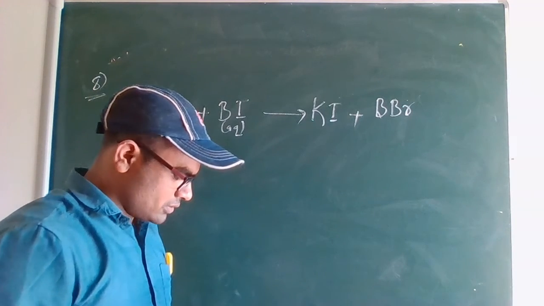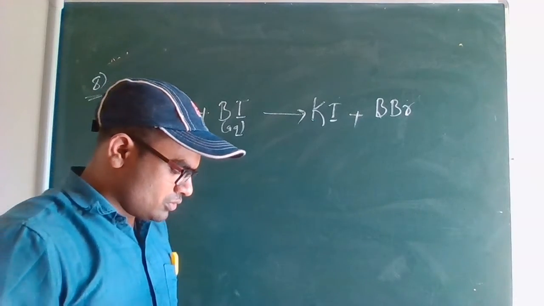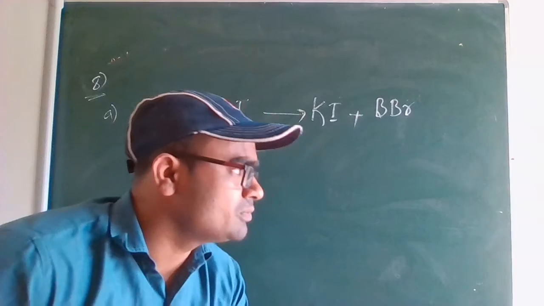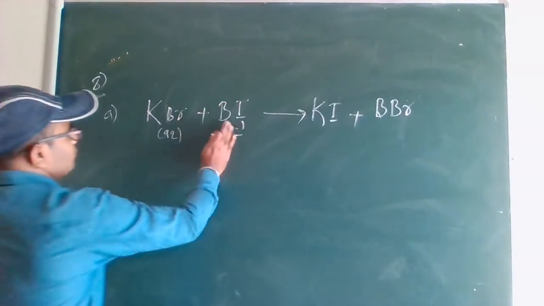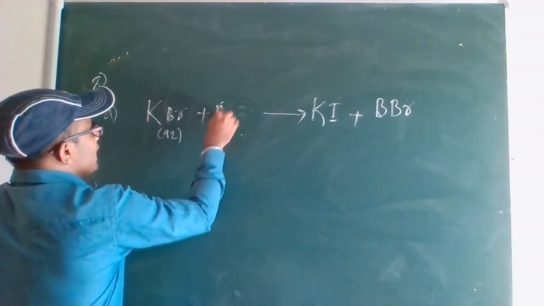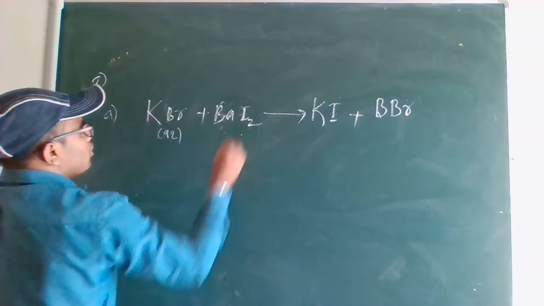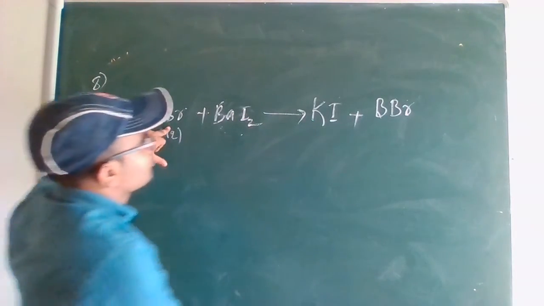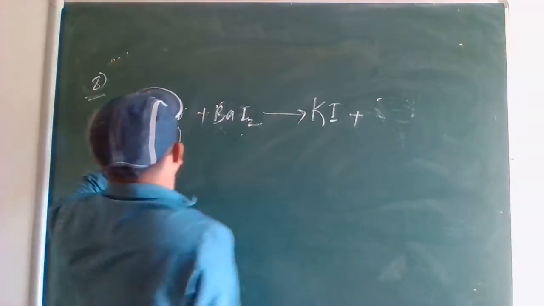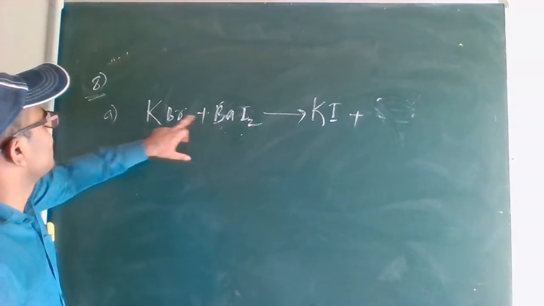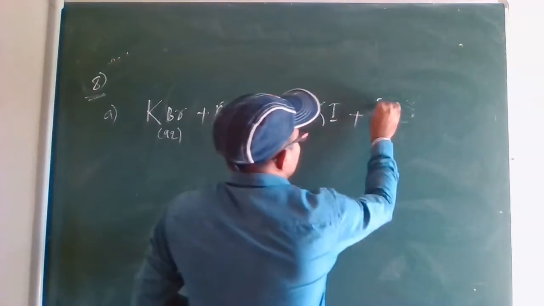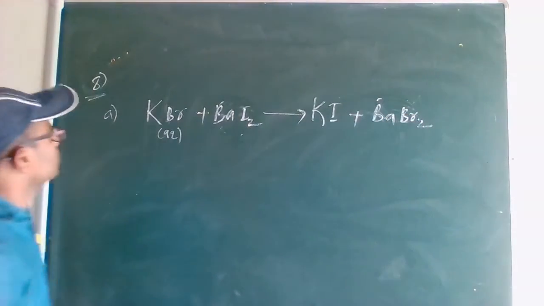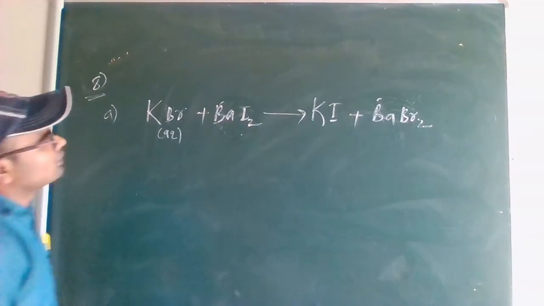Okay, so barium. Barium iodide plus potassium bromide. So then BaBr and KI, BaBr2. So balancing has to be done.